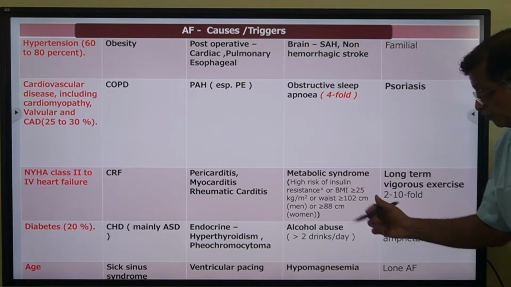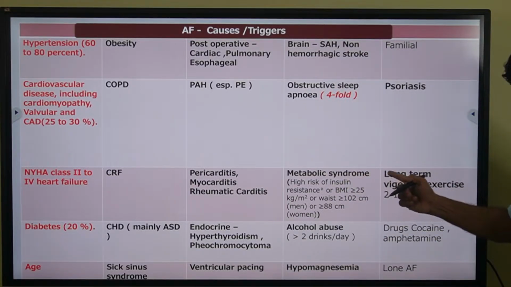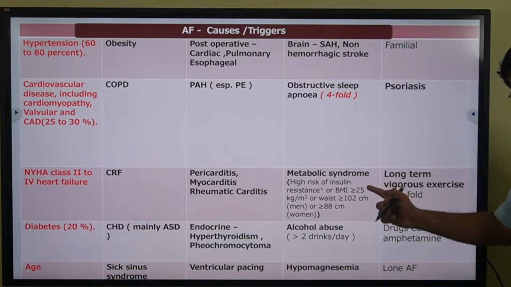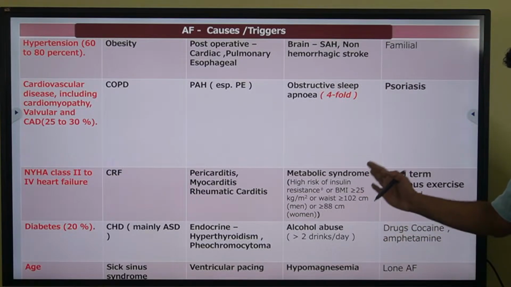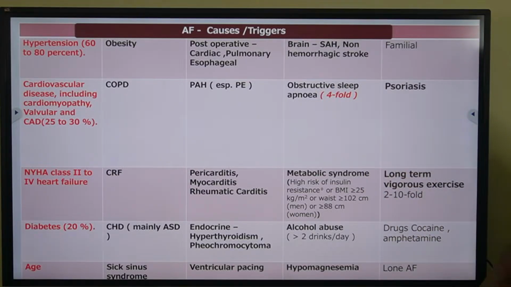Metabolic syndrome, insulin resistance, BMI more than 25 and waist circumference more than 102 in males and 88 in females. This metabolic syndrome has a higher chance of developing atrial fibrillation.